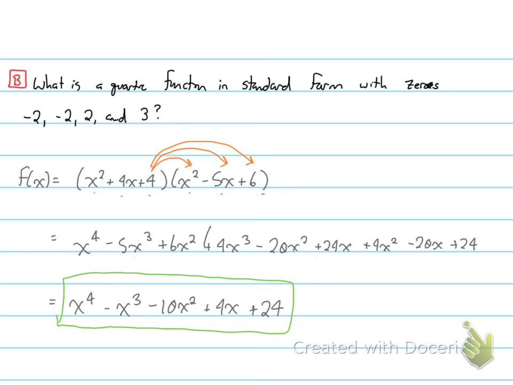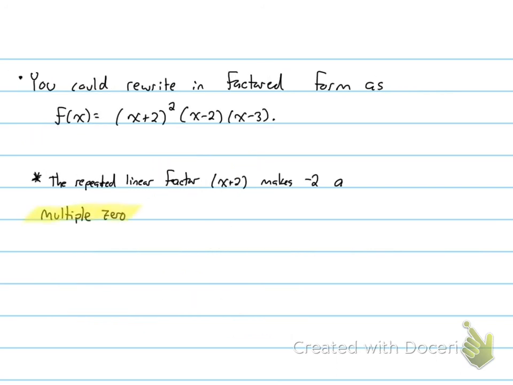And the last thing that we're going to talk about today is, in this problem, you might have noticed it might look kind of weird that I have -2 written down twice. There's a special thing that we call that when a zero shows up multiple times. So you could rewrite in factored form that equation that we just had as x plus 2 squared times x minus 2 times x minus 3.